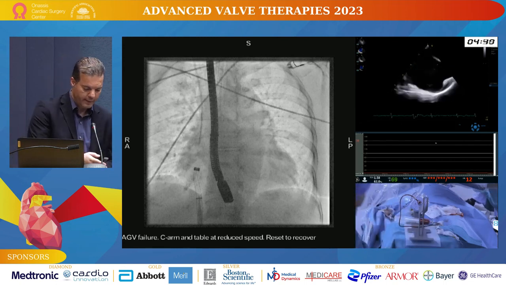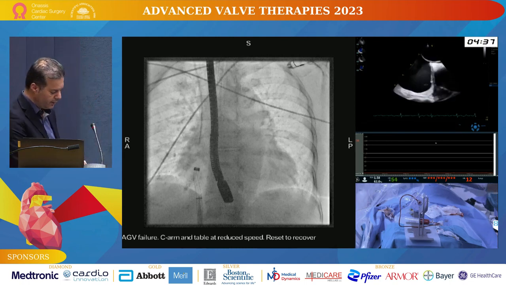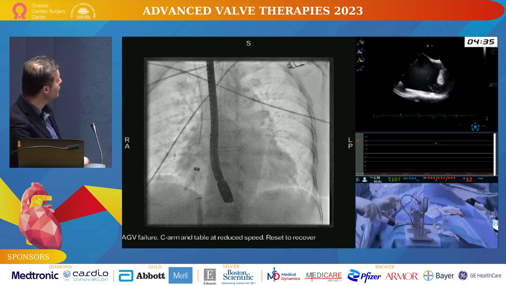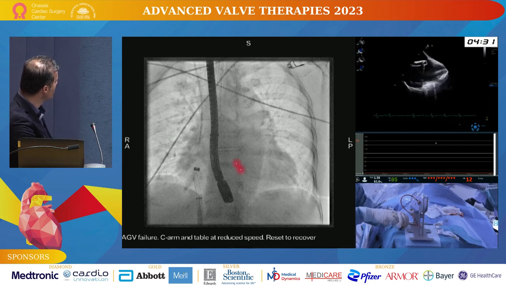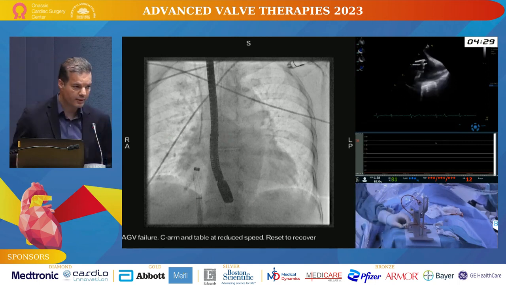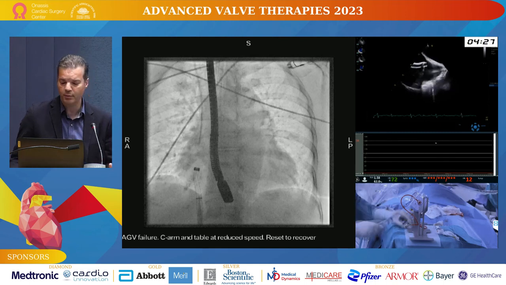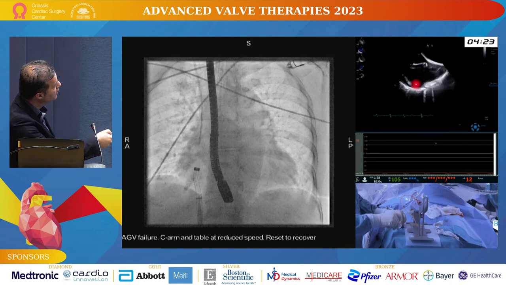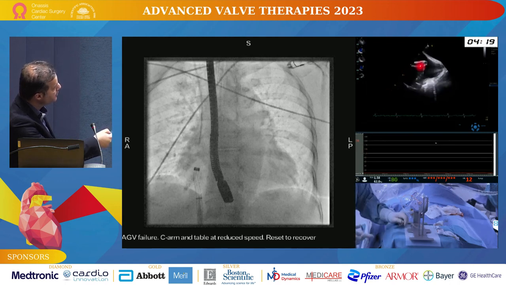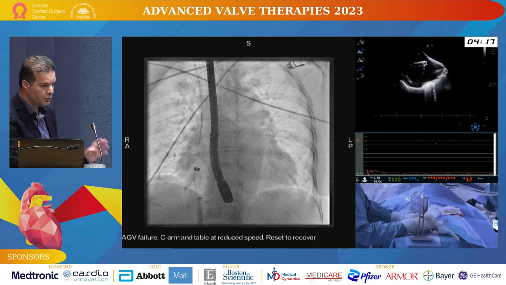So we want to maintain the position of the guide catheter in the lower to middle part of the right atrium. The most important thing is for this big sheath to be visible on echo. You can see now on echo in the bicaval view, the steerable guide catheter is in position and we can see it very clearly.